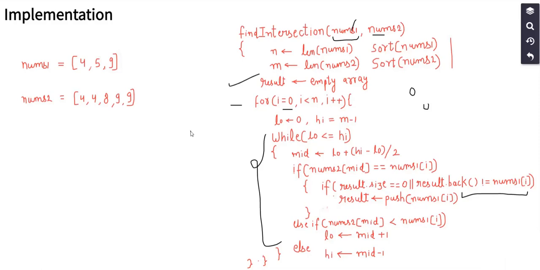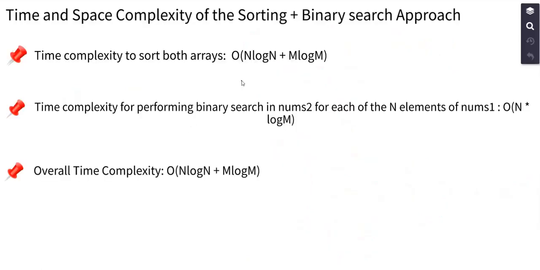That's the time complexity of this solution. You can see that we are sorting arrays, and for sorting an array of length n, we take n log n time complexity, and for sorting an array of size m, we take m log m time complexity. For performing binary search, we perform log m, and we are performing binary search for each of the n elements of array 1. So that's n log m. Hence the overall time complexity becomes n log n plus m log m plus n log m, which becomes n log n plus m log m here.